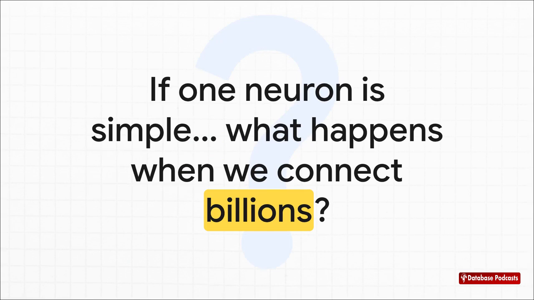And that leaves us with one final, pretty mind-bending question. We've seen that one single neuron is actually super simple. So, what happens when you connect billions of them together? What kind of intelligence, what kind of crazy complexity can emerge from that? We'll get into that next time.